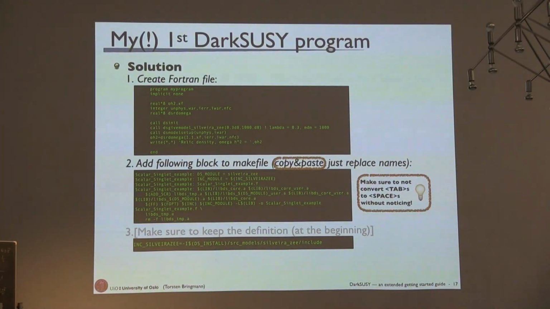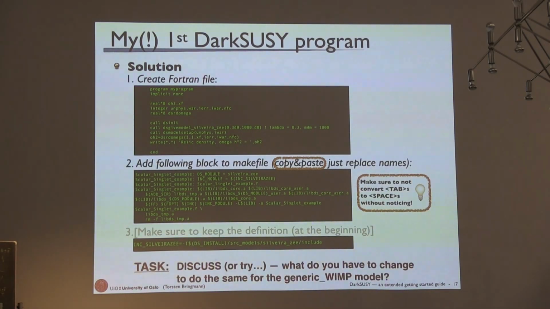Okay, so this is basically the solution that I just demonstrated. We create this Fortran file, we copy it from somewhere, we add just this block, and then, in order to work, you must make sure that you don't delete this file because it's a variable declaration. Just a technical point. I encourage you, and I will put this online, if you want to try it yourself, you can try to do the same thing for example for the generic WIMP model. There are minimal changes that you need to do, and then you can calculate in a one-line fashion the relic density for any input parameters.